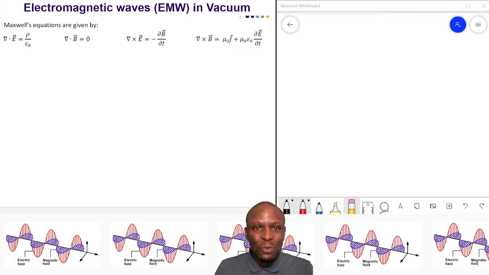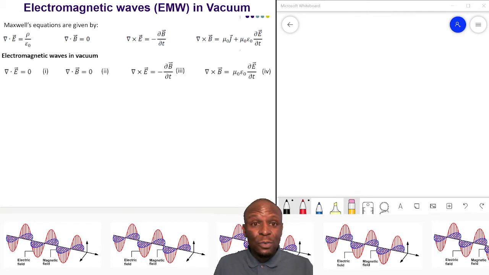Now let us just start with the electromagnetic waves, and in particular, I want us to talk about Maxwell's equations. And the Maxwell's equations are given by these equations. This is what we know. This is Gauss' law, this is Gauss' law in magnetism, the Faraday's law, and Maxwell's equation. But now let us consider the case of a vacuum.